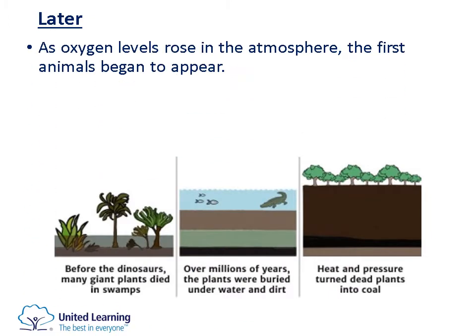As oxygen levels rose in the atmosphere, that allowed animals to evolve over time. We're talking a really gradual process here. It's not an overnight, 1 million years sort of change. We're talking over billions of years here.